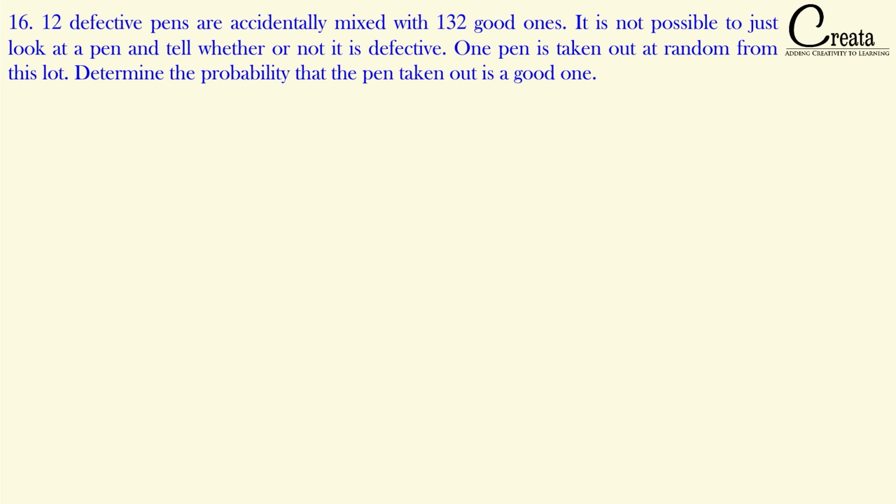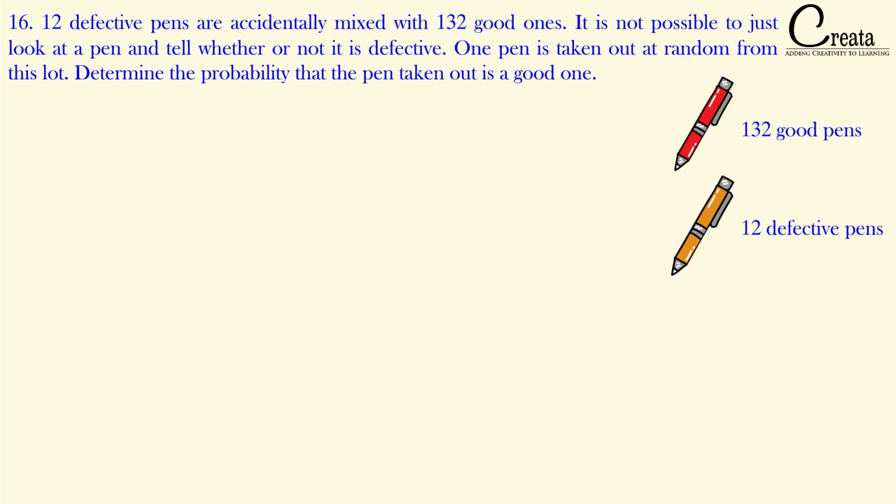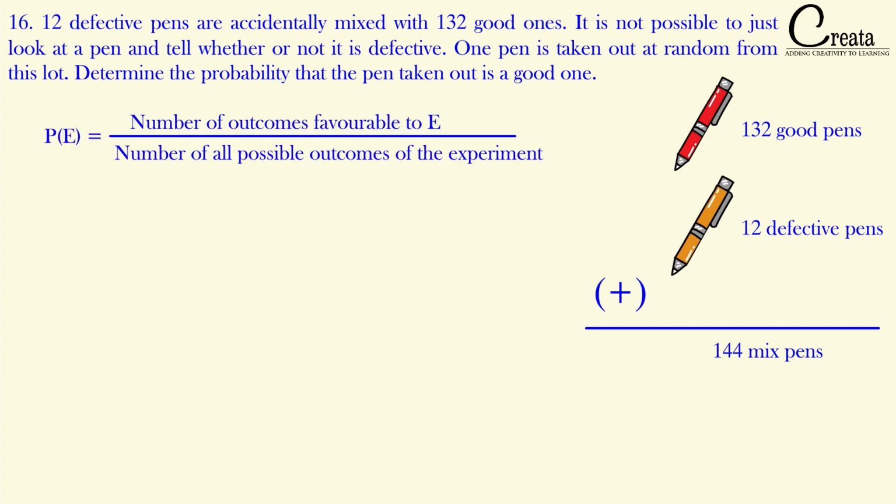Let's observe the question. In this question, we are having 132 good pens and 12 defective pens are added accidentally. Now we are having a mix of 132 good pens and 12 defective pens. That is, we are having total 144 pens. One pen is taken out randomly from this total pack of 144 pens. We have to find the probability that the taken out pen is a good one. Very simple question. Let's take the formula of probability.